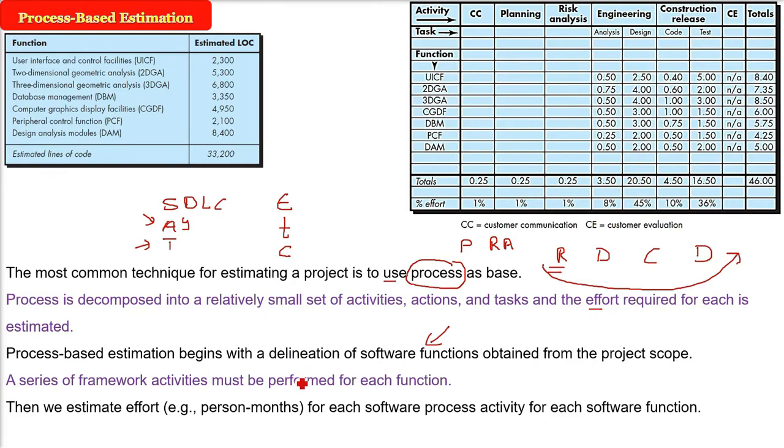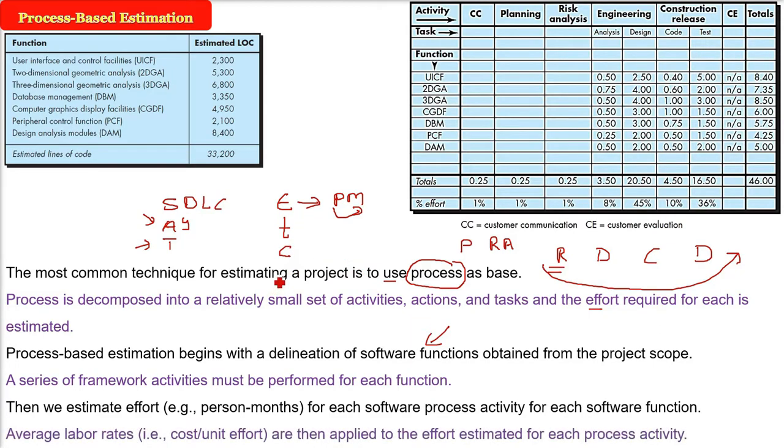Then we estimate the effort, and effort is always computed in person-months. This is the unit also for each software process activity, for each software function. There can be some average labor rates, for example, the cost per unit effort. These are then applied to the effort estimated for each process activity.